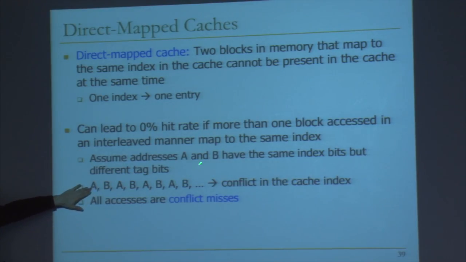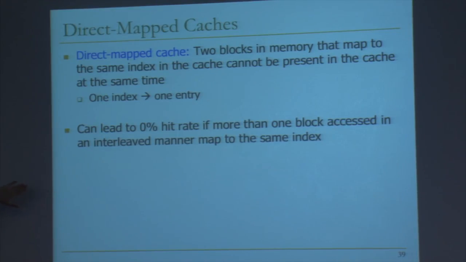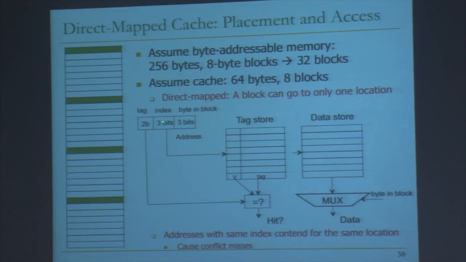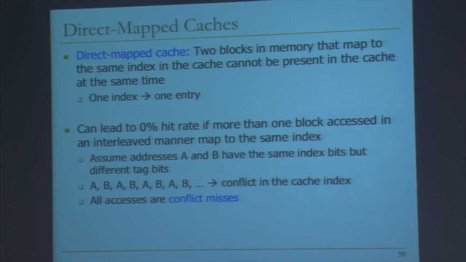And you can generalize to addresses A and B that have the same index bit but different tag bits. In fact, blocks 0 and 8 over here have index bits 0, 0, 0, but they have different tag bits. The tag bits of this one are 0, 0. The tag bits of this one are 0, 1. OK. So all of the accesses here are conflict misses.